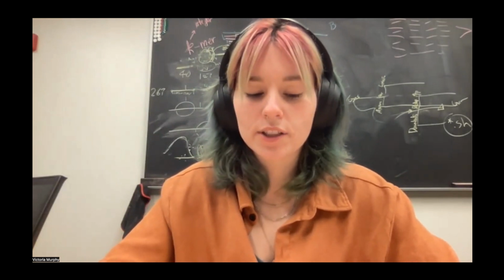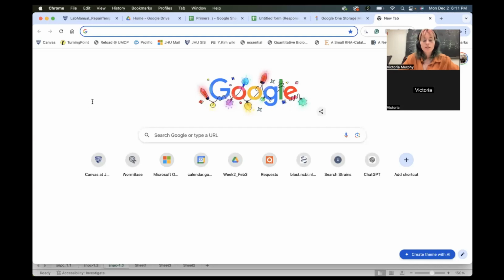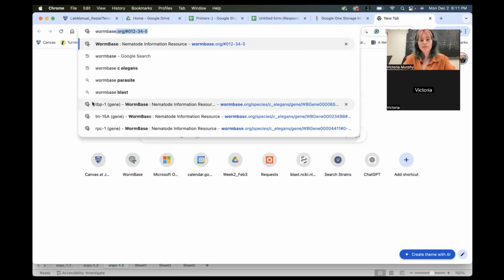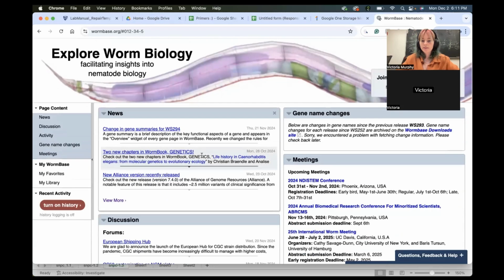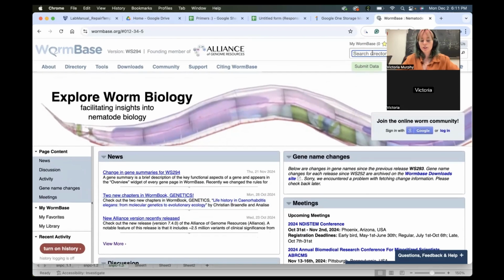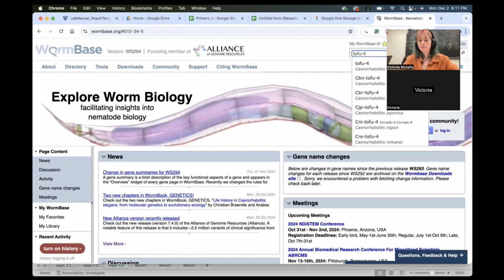Okay, so now I'm just going to do a quick example of how to design a CRISPR experiment using a gene that I recently tagged. So I'm just going to share my desktop. The first thing that I would do is to go on Wormbase. This is the main page of Wormbase. And I'm going to search for the gene that I want to put an insert within. So in this case, tofu4.